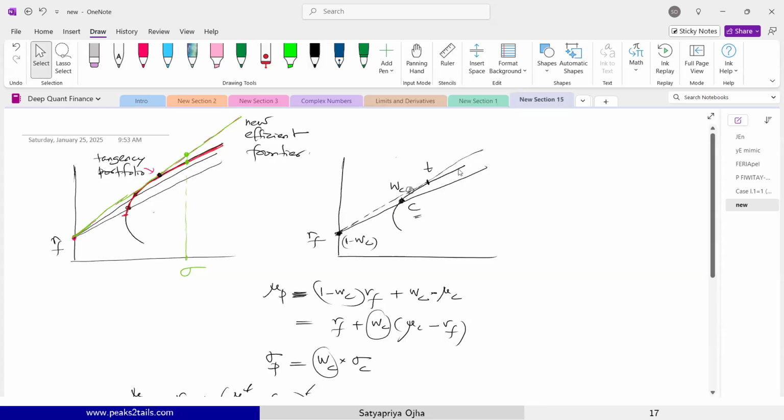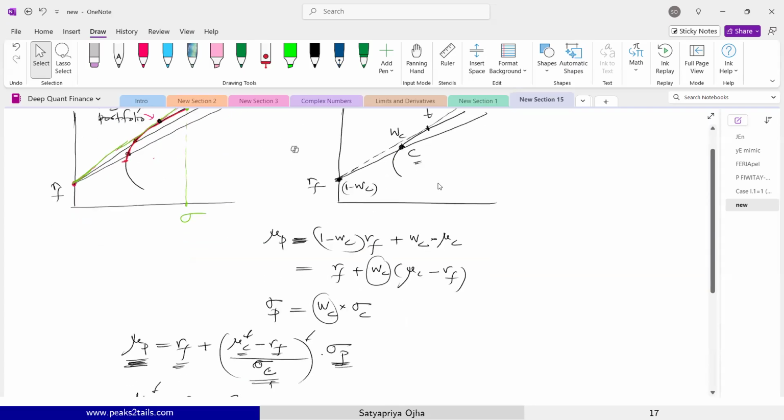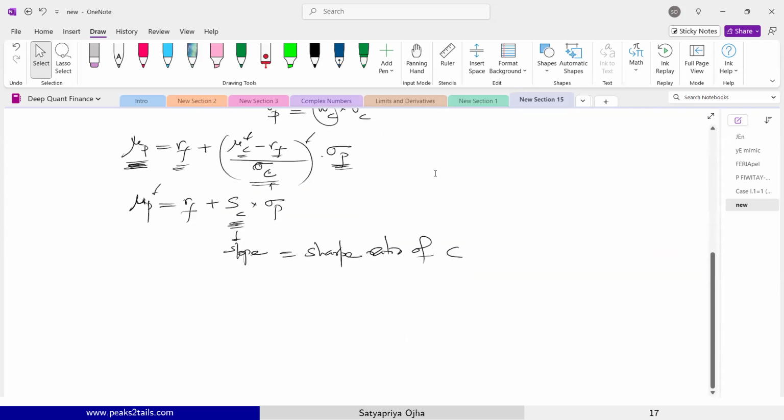Take C anywhere. It will be a line joining this point and the C. The highest possible slope that you can get is if you take the tangency portfolio. You cannot get higher than this. If you take higher than this, it will escape the hyperbola, which is not a possible portfolio. The tangency portfolio is the one with the highest slope, is the one with the highest Sharpe ratio, because Sharpe ratio is the slope. And that's why it is part of the efficient frontier.